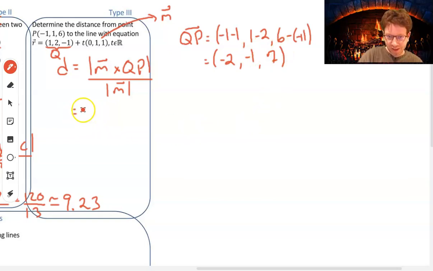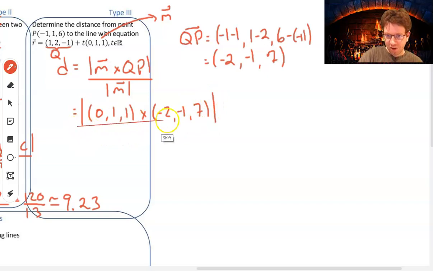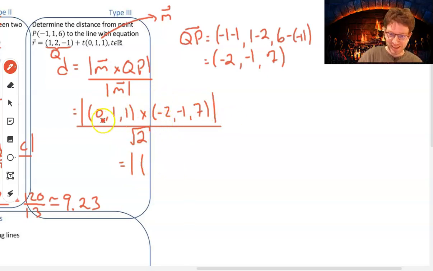So now I can do the cross product. Let's first do the cross product. So M is 0, 1, 1, and we're going to cross that with QP, which is -2, -1, and 7, all divided by the magnitude of M, which is the square root of 0 squared plus 1 squared plus 1 squared, which is just √2. All right, so let's do the cross product. We've done this many times before. Go watch the video if you need a refresher.